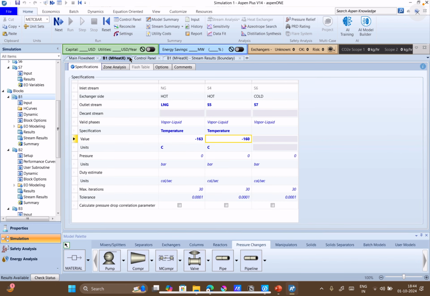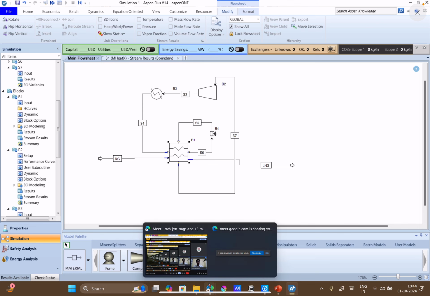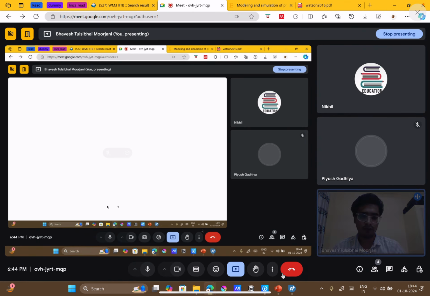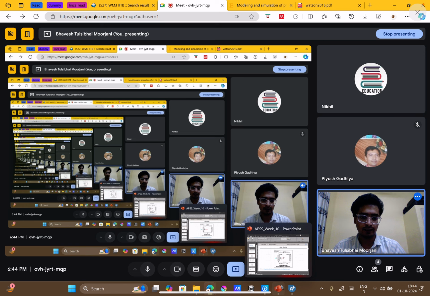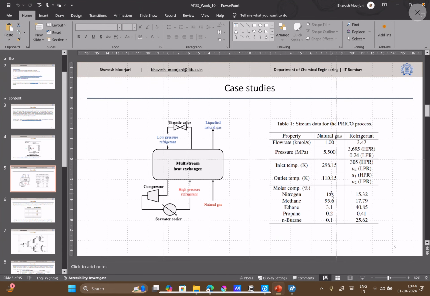Sir, which refrigerant is used here? It's a mixture. So a mixture of nitrogen, methane, ethane. So it has been provided. See, the composition of the refrigerant is provided: nitrogen, methane, ethane, propane, and butane. So that is the refrigerant. Methane and ethane are in the natural gas. So natural gas stream is this one, where the main component, 95%, is methane, which is our main focus, and we want to liquefy it.